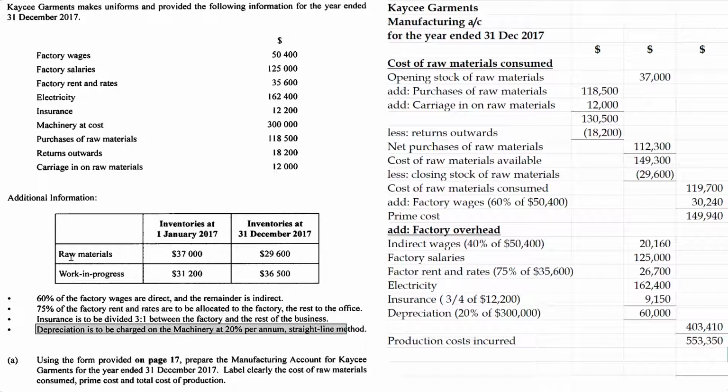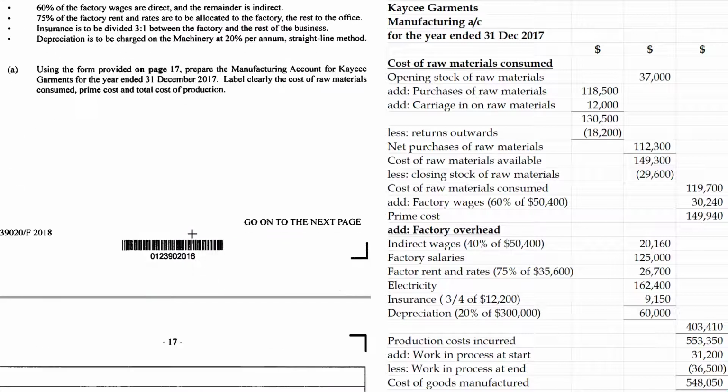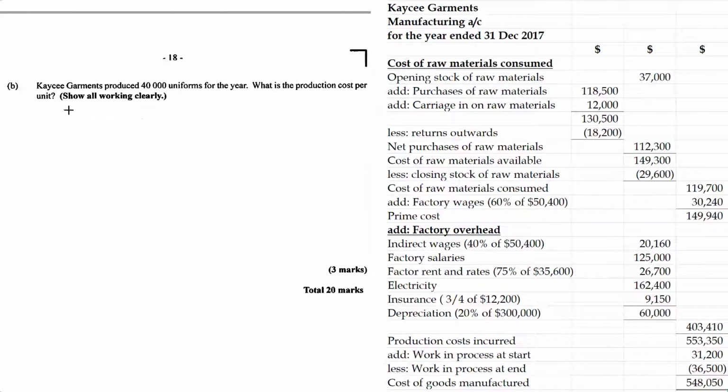Now you're adjusting for work in progress. You add your opening work in progress and you minus your closing work in progress, right? I think it's almost always we add opening stock and minus closing stock. So our cost of goods manufactured is $548,050, right? And then from there now, so as the format, that's 17 marks, right?